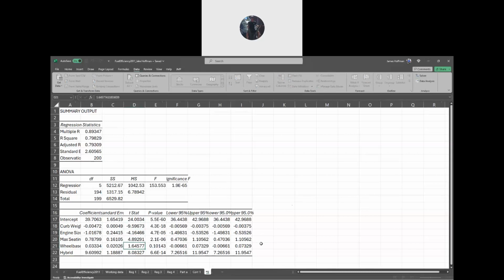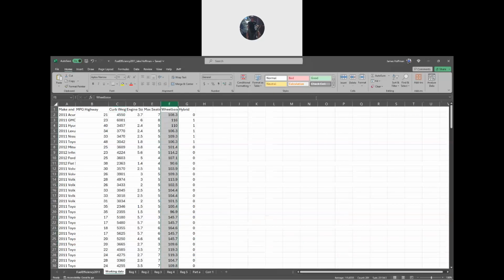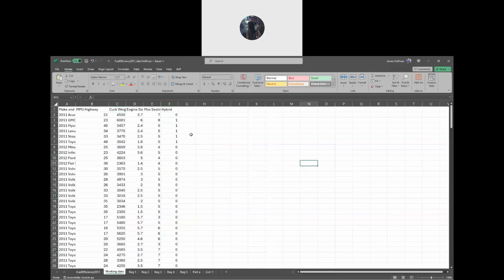So this is rig 5. Okay. Or technically rig 6 because I skipped, but that's okay. So then we're going to take out wheelbase, right? Wheelbase goes out. Run it again.